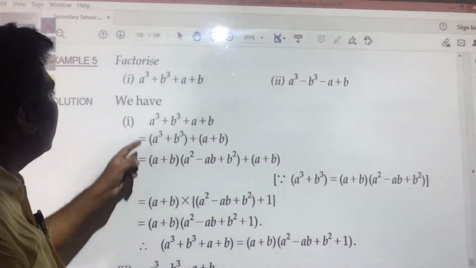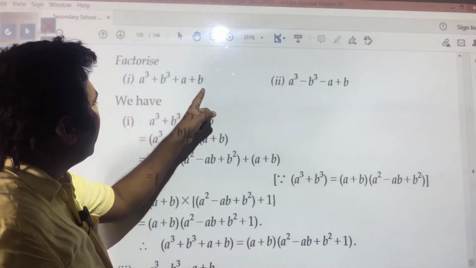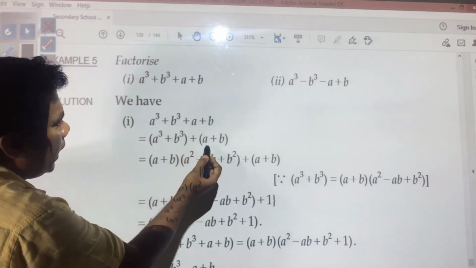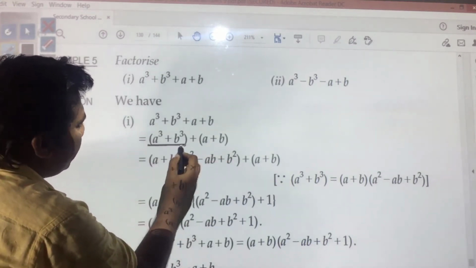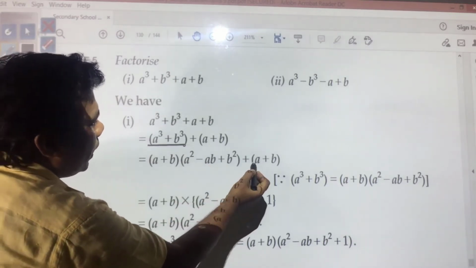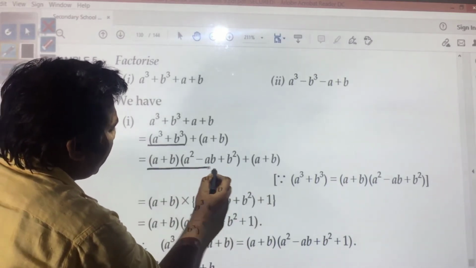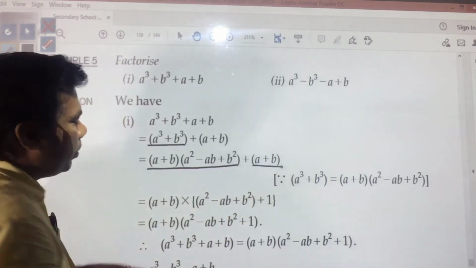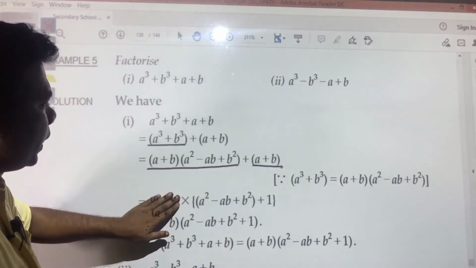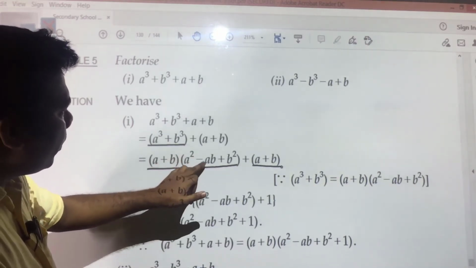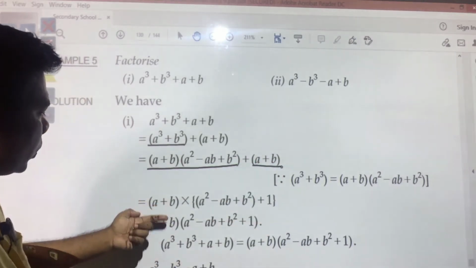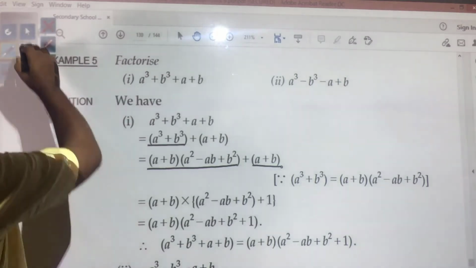Next you see a³ + b³ + a + b. Here you see what we can do. This a³ + b³, we already know the formula: (a + b)(a² − ab + b²) + (a + b). Now this is one term and this is the other term. So what common can we see? (a + b) in both. (a + b) has been taken out, and you are left with (a² − ab + b² + 1). Now you simplify and you can write the answer.